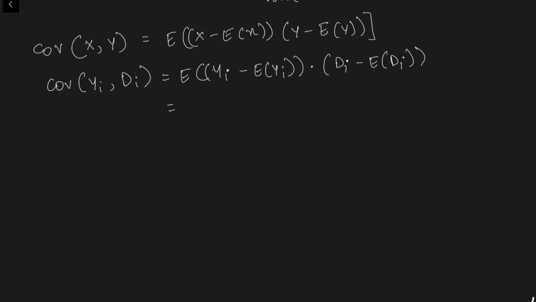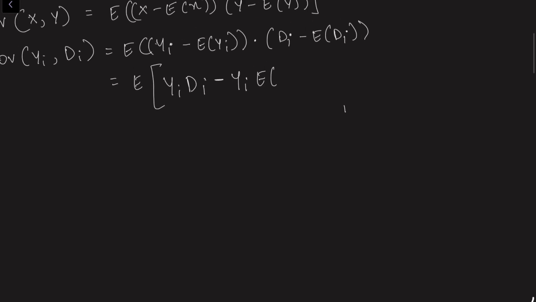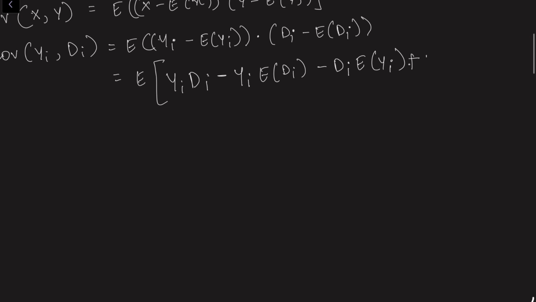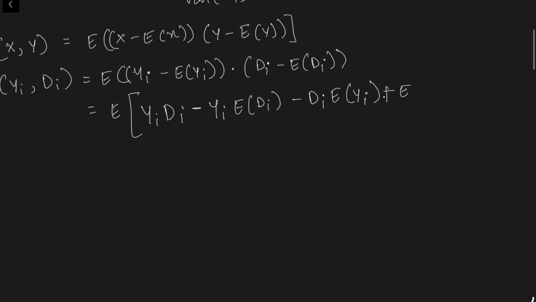So let's expand this. I can write this as expectation of, I'm just multiplying it term by term, yi di minus yi expectation of di minus di expectation of yi and plus expectation of yi, di.